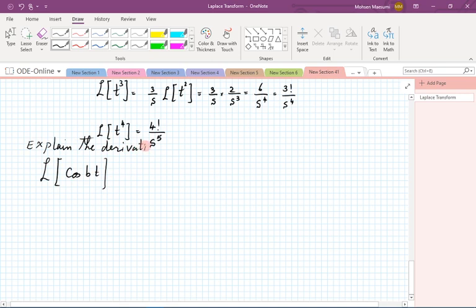Okay, so the answer to this is not just s over s squared plus b squared. That's the final answer. But where does it come from? That's what the question is. So we said you have 3 methods to go after. One is complex numbers.